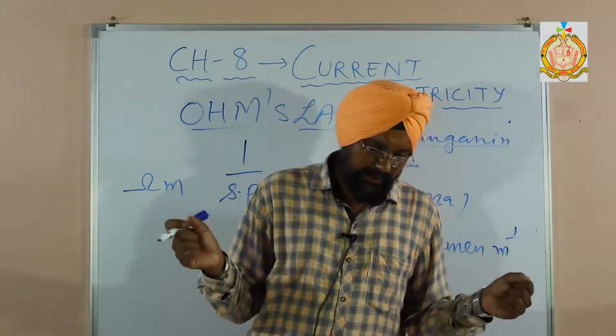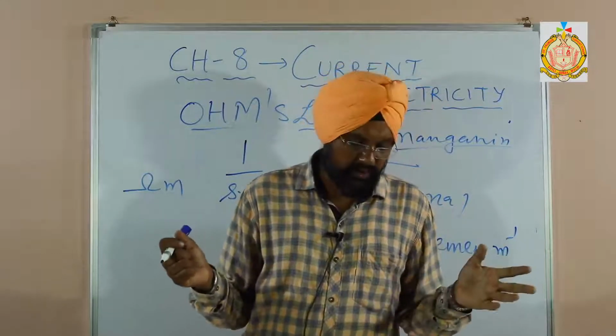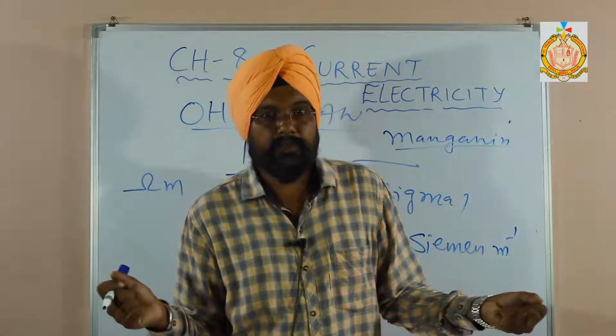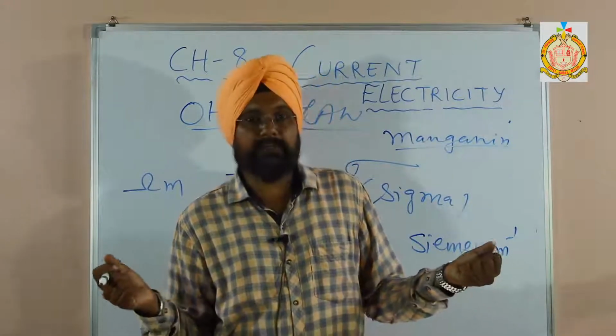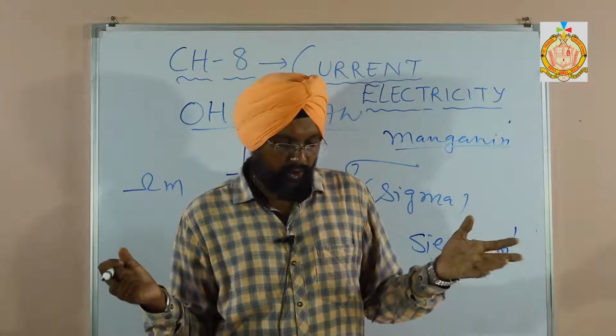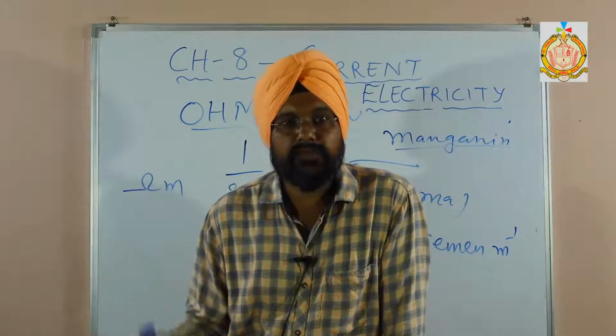Then name the element used in a heater, toaster, and oven. The heating element is nichrome. We use nichrome. Why do we use nichrome?